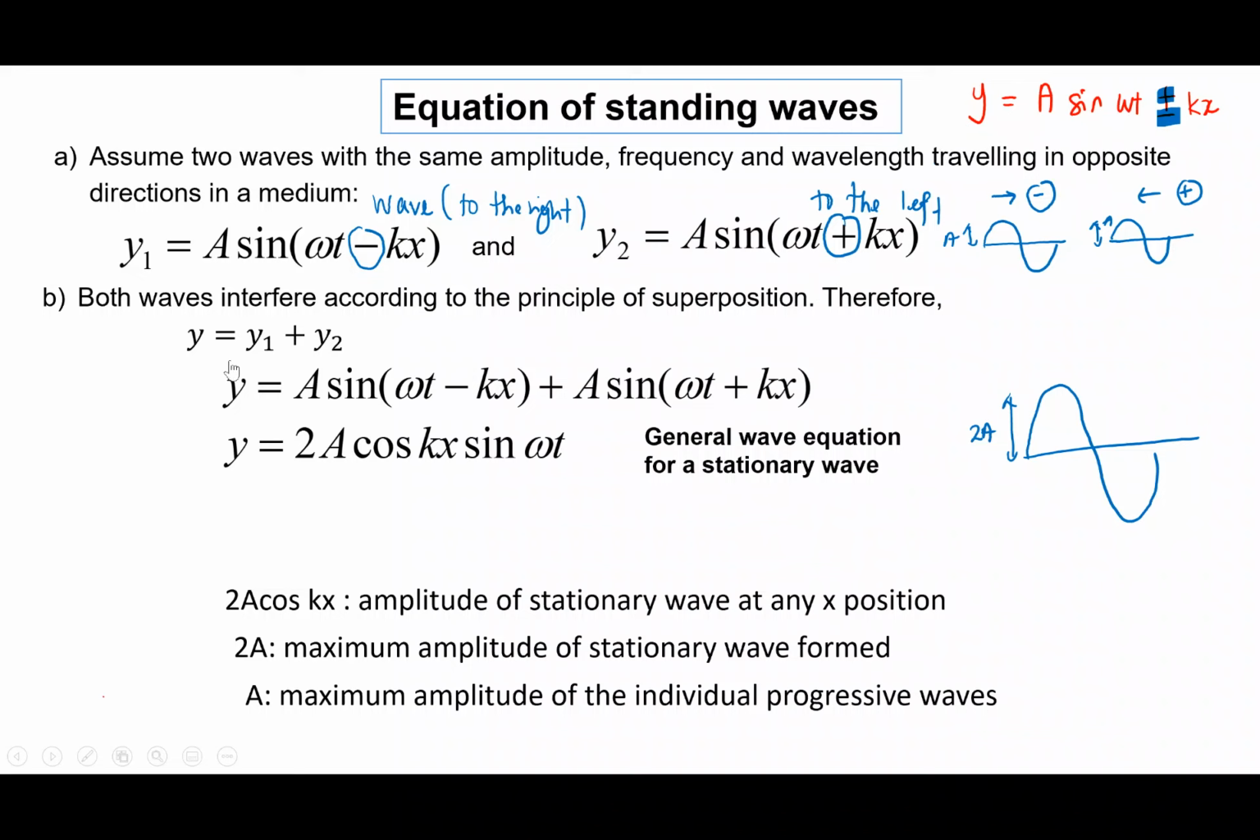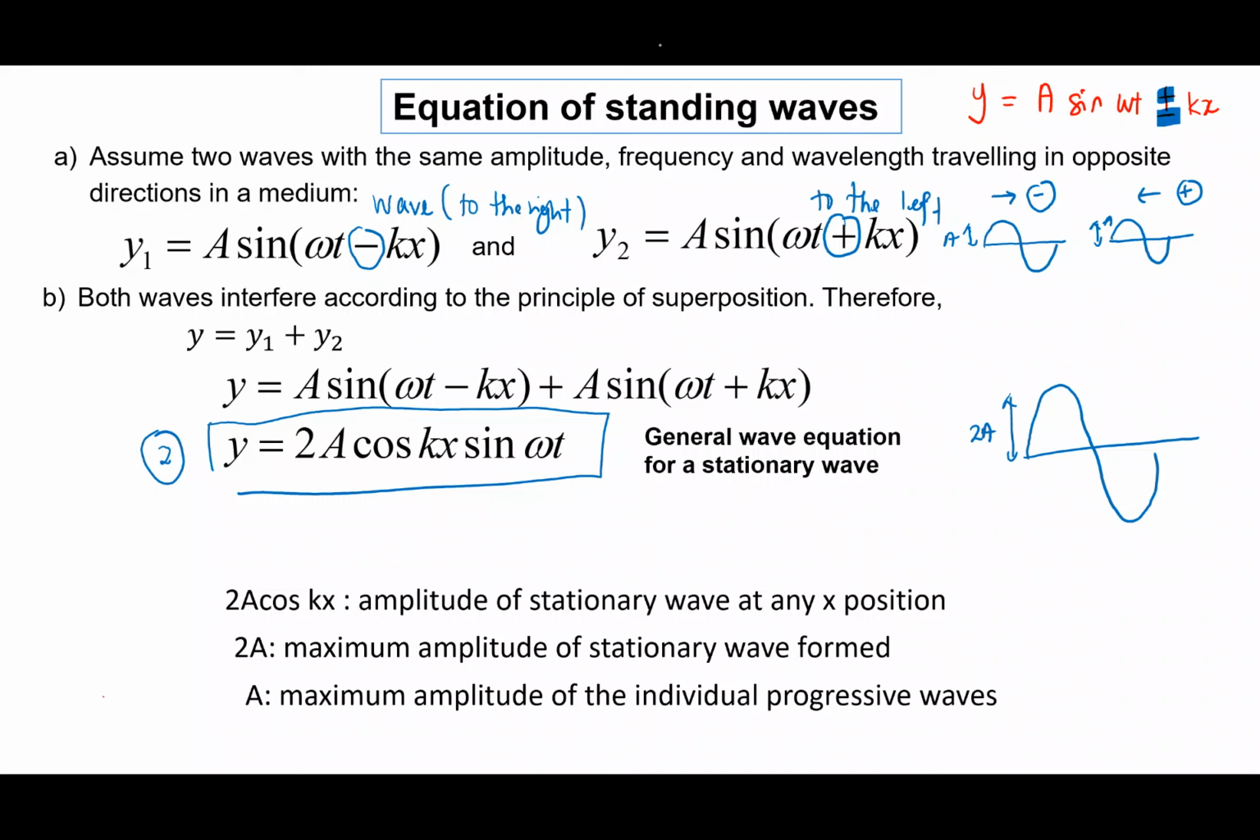Okay, so bila you tambahkan kedua-dua equation y1 and y2, according to the principle of superposition, bila you tambah sin dengan sin, so ini adalah matematik. Okay, so you akan dapat, ini akan jadi double lah. Okay, you jadi double 2a cos kx sin omega t. Ini adalah general equation untuk standing wave. So ini adalah equation kedua yang penting untuk topik ini.